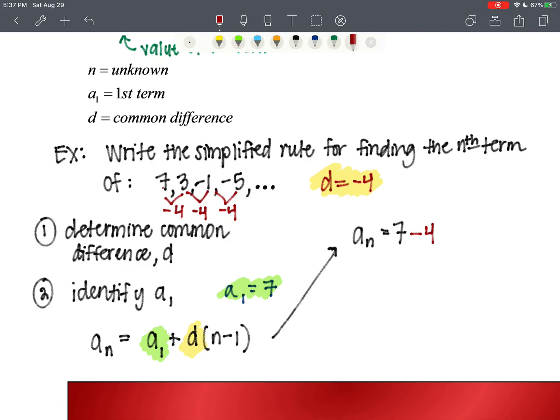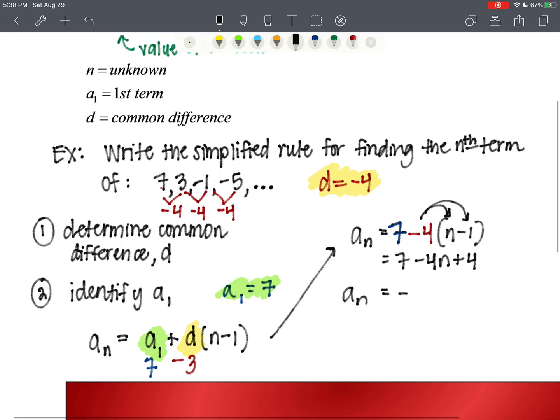So 7 is the value of our first term, and then -4 is the value of D, and then that's multiplied by n minus 1. Now remember, you have to multiply before you can subtract. So as much as we want to subtract 7 minus 4, we can't. So that's 7 minus 4n plus 4, which gives us -4n plus 11.